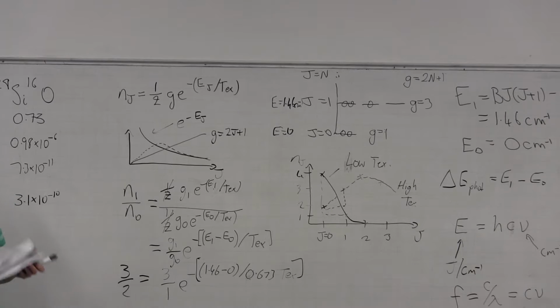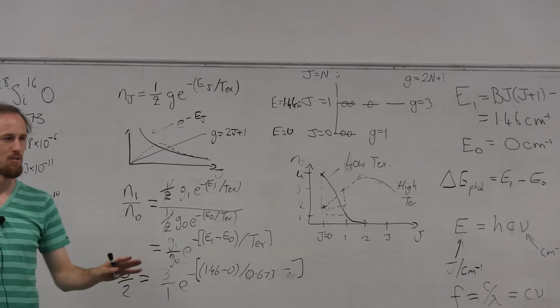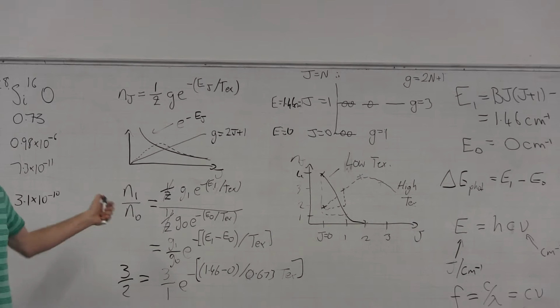And yes? Excuse me. To which molecule does that rotational energy correspond? 1.46. Yep. Silicon oxide. So there are some other constants for that molecule, yeah. And I'll stop talking there because I talk too much. But are there any more questions about this part of the problem?